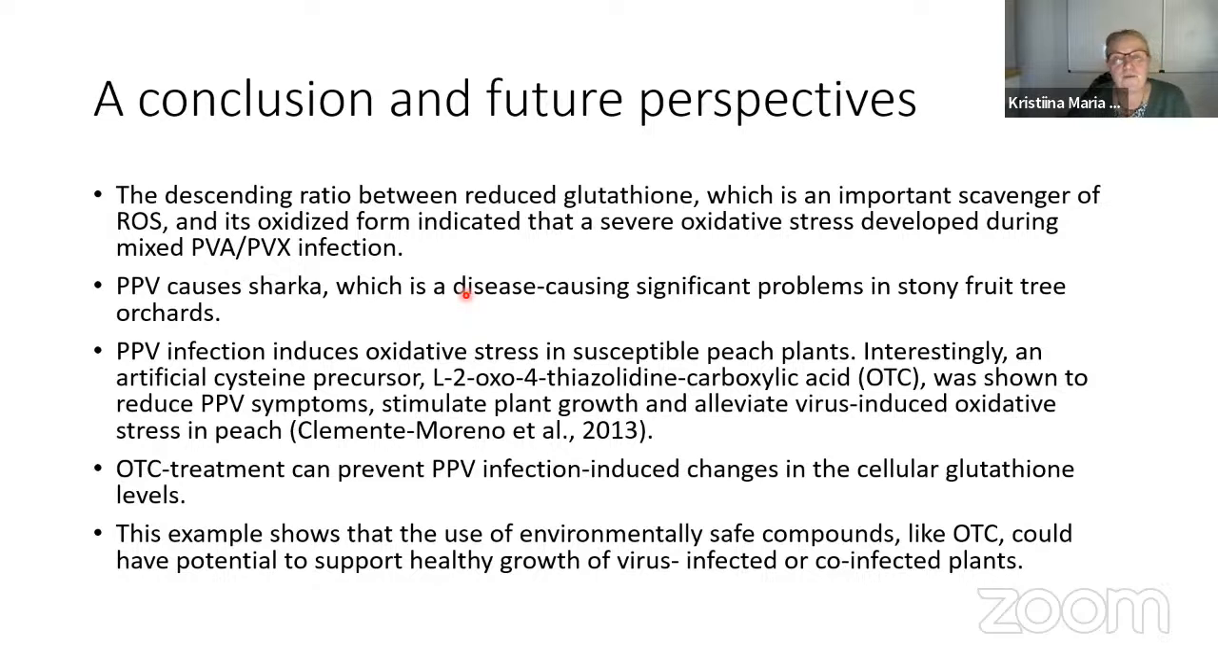So what we can learn from these studies on the redox states and the metabolic pathways underlying the oxidative stress is that possibly, for example, this kind of environmentally safe compounds like this OTC could have potential to support healthy growth of virus-infected or even these co-infected plants, which I feel is an important finding and important to study further, if we can find this kind of compounds that could be used to take care that there is enough of food produced for the people of this world.